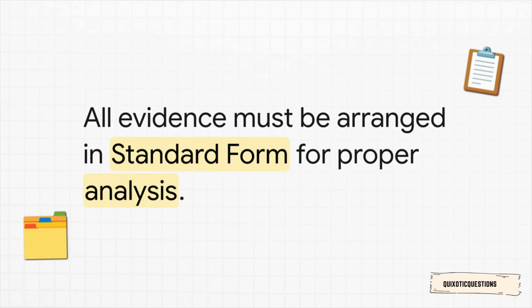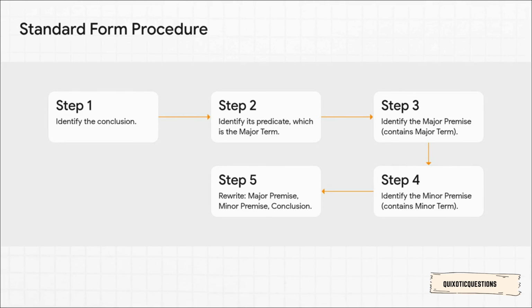Now, we can't just have all our evidence scattered around the crime scene, right? No. To analyze an argument properly, we need to arrange its parts in a very specific, universal order. Think of it just like bagging and tagging evidence. In logic, we call this standard form. And yep, there's a specific procedure for this. You always start with the conclusion to find your major term. That then points you to the major premise. That's the sentence that contains that term.